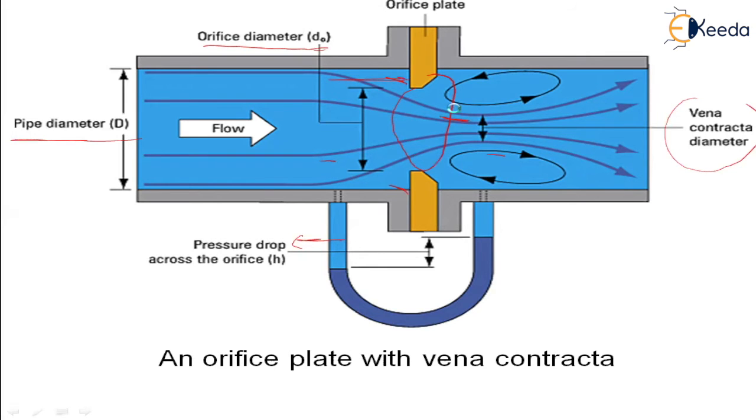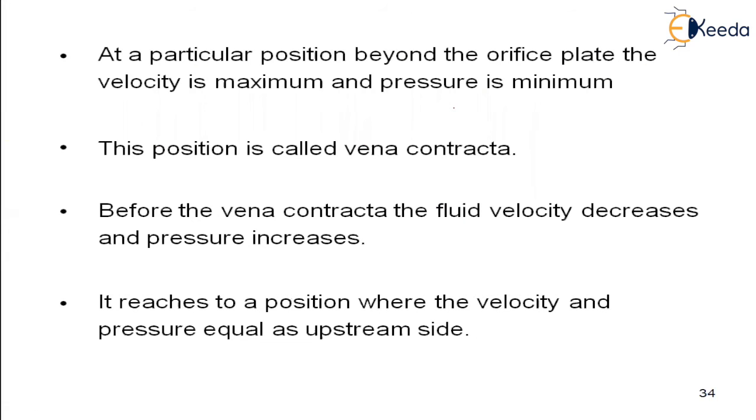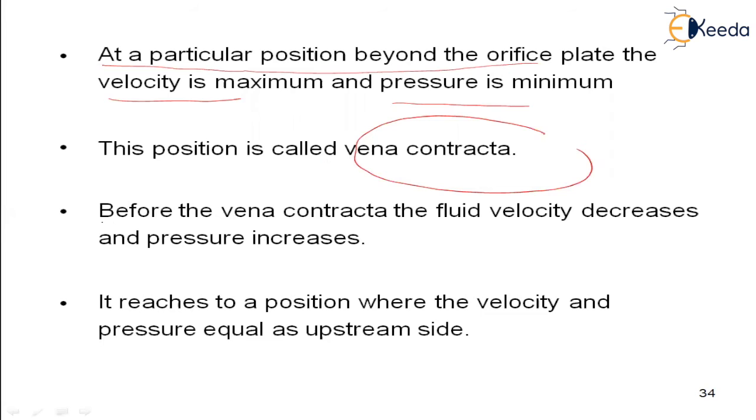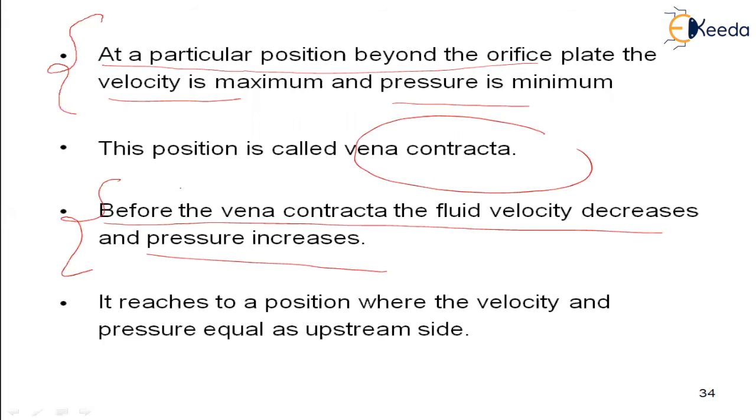Beyond the orifice plate, the velocity is maximum and the pressure is minimum. As I already told you, this is called the vena contracta. Before the vena contracta, the fluid velocity decreases and the pressure increases. These parameters apply before entering the orifice plate, and those parameters apply after leaving the orifice plate.